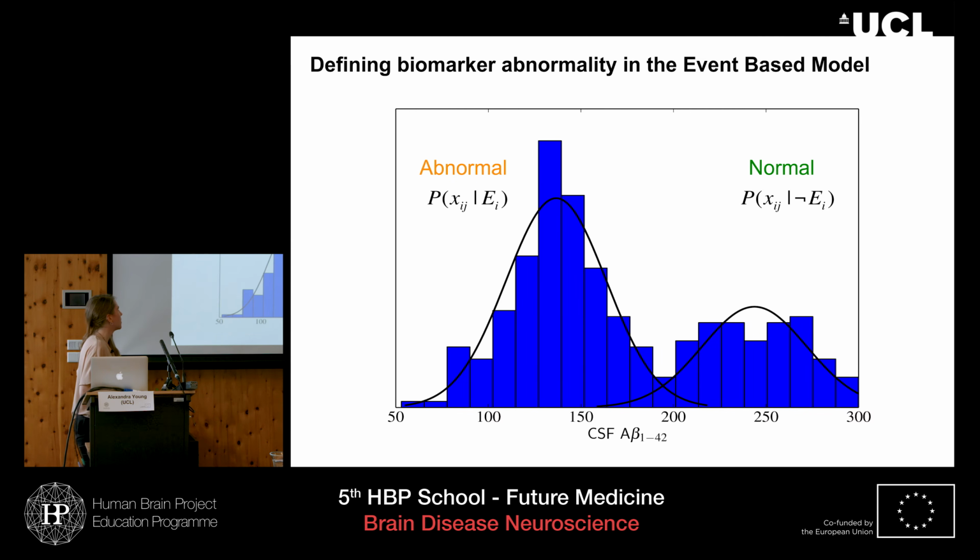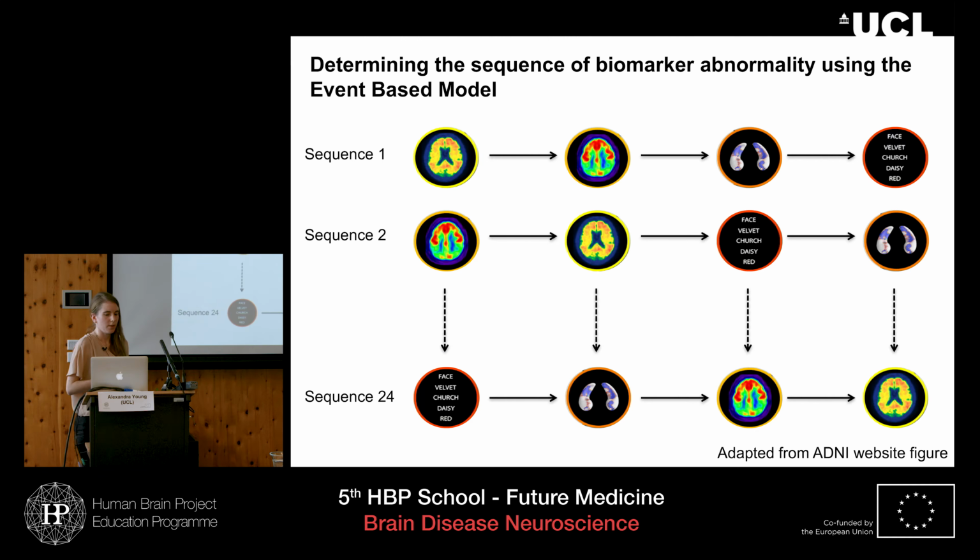To do this, it depends on defining biomarker abnormality. We can do this through a data-driven mixture modeling technique, and from this we can get the probability that a measurement is normal and the probability that a measurement is abnormal, depending on an individual's biomarker values. We then determine the sequence of biomarker abnormality by trying out different sequences and seeing which sequence best matches the observed data.